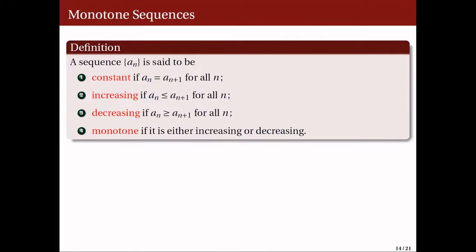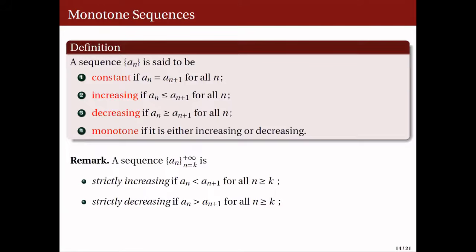Second, it is said to be increasing if a sub n is less than or equal to a sub n plus 1 for all values of n. It is said to be decreasing if a sub n is greater than or equal to a sub n plus 1 for all values of n. And it is said to be monotone if it is either increasing or decreasing.